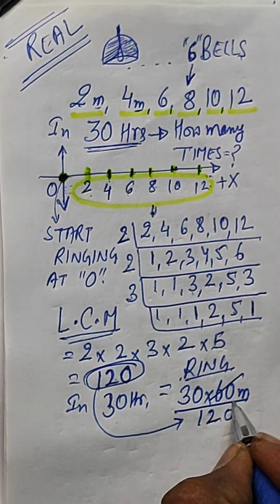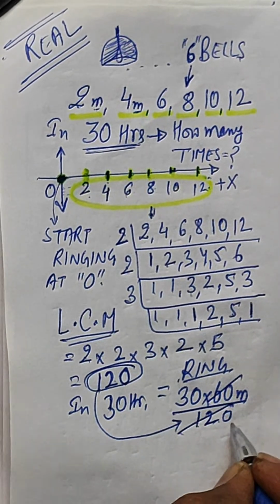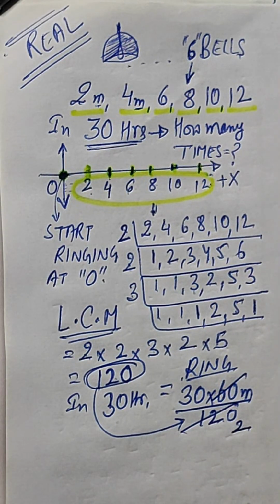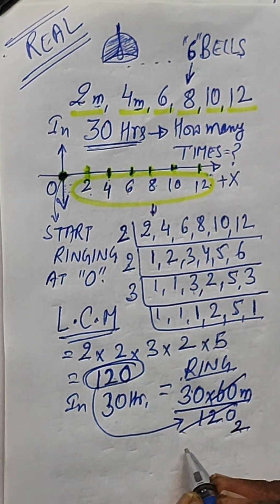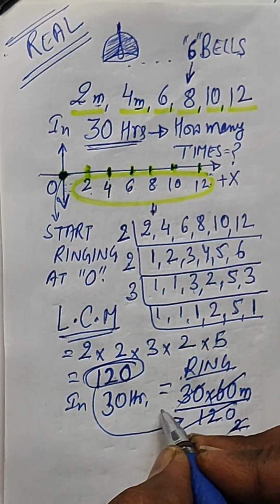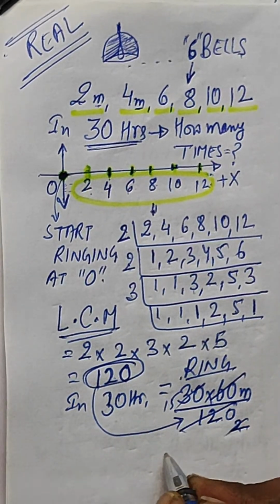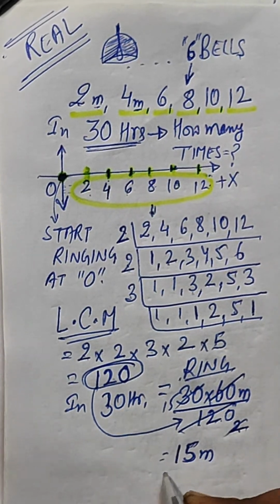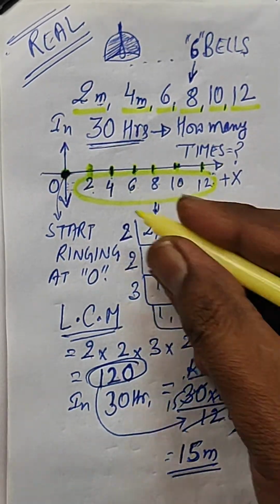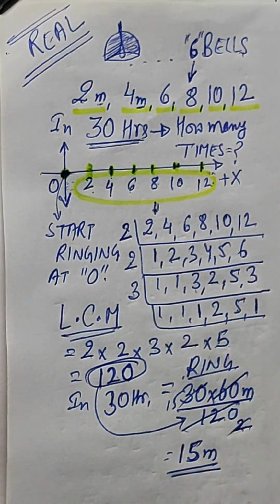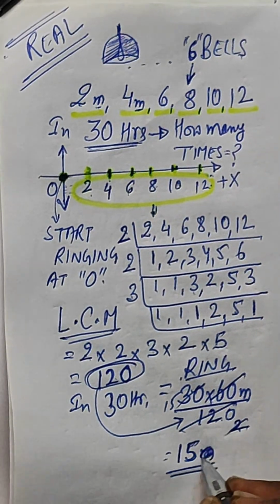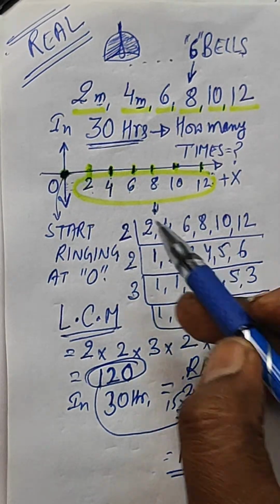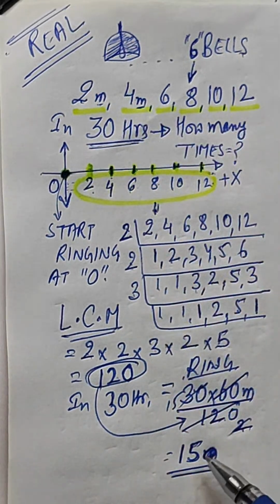60 will divide 120 into 2 times directly. Let us save the time. And 2 will divide 30 in 15 times. So we will get 15. So is our answer 15, that in 15 minutes, all these six bells will ring 15 times?